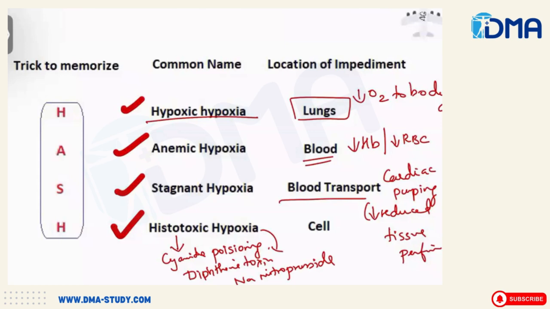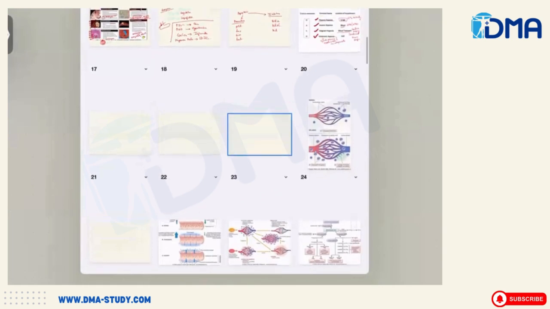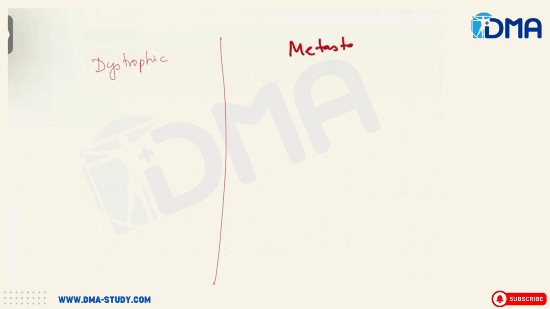What are the different types of calcification that you know of? Dystrophic and metastatic. Yes, dystrophic calcification and metastatic calcification. Difference between them? Depends on the calcium levels.